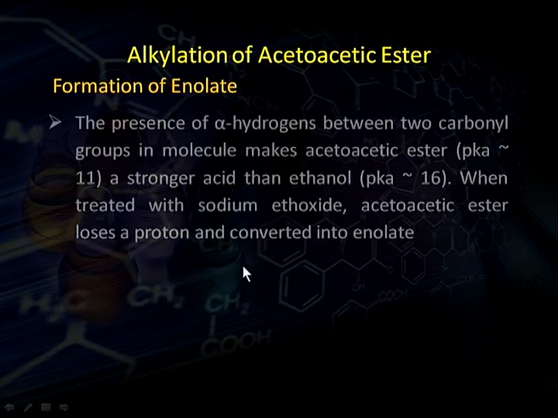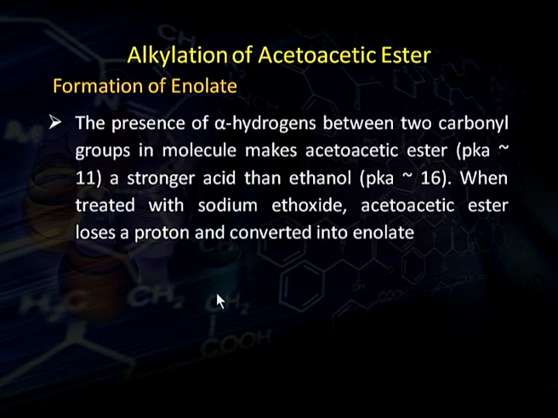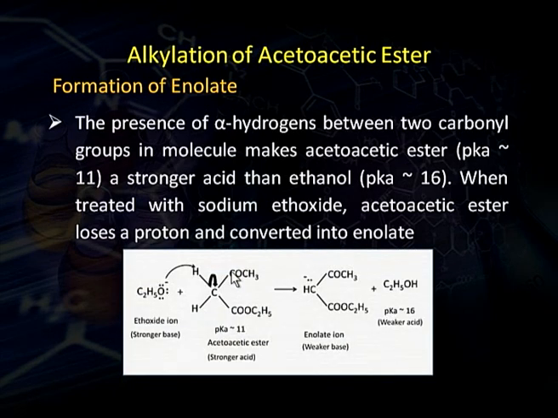Formation of enolate: the presence of alpha hydrogen between two carbonyl groups in the molecule makes acetoacetic ester a stronger acid than ethanol. The pKa of acetoacetic ester is 11 and that of ethanol is 16. When treated with sodium ethoxide, acetoacetic ester loses a proton and is converted into the enolate ion. This reaction goes in the forward direction since ethanol is a weaker acid than acetoacetic ester.